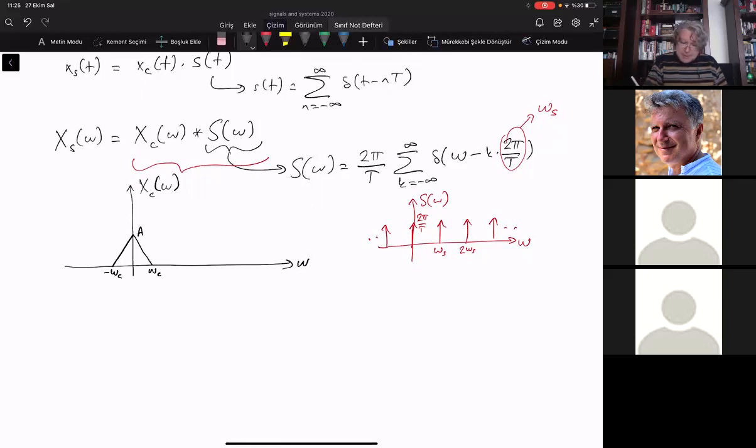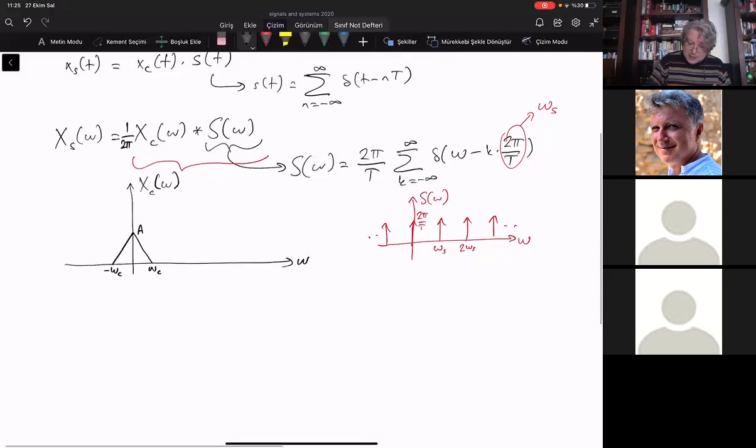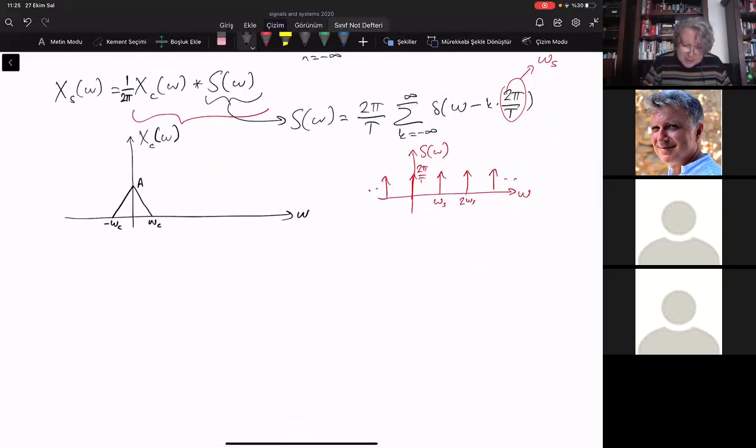And then we are going to convolve X sub c of omega and S of omega. And when we convolve one by one, the impulses will replicate these triangular shapes, the shapes of the Fourier transform of x sub c of t. I have forgotten to put a 1 over 2 pi here. Although the Fourier transforms are related by convolution, actually there is a scaling factor of 1 over 2 pi. It just comes from signal processing equations.